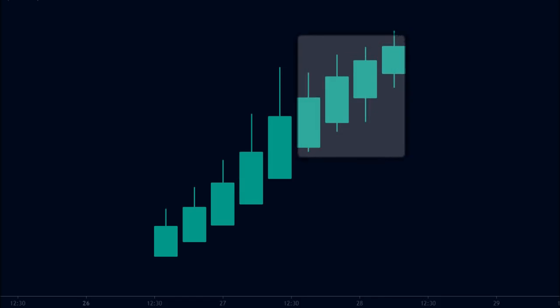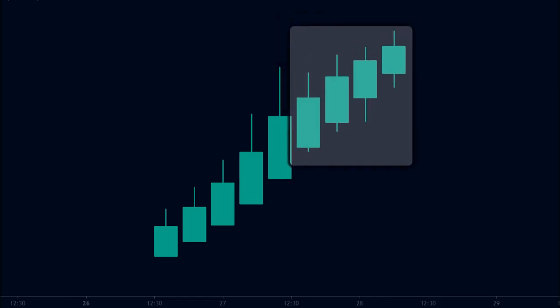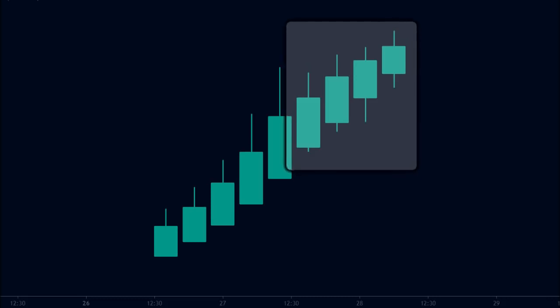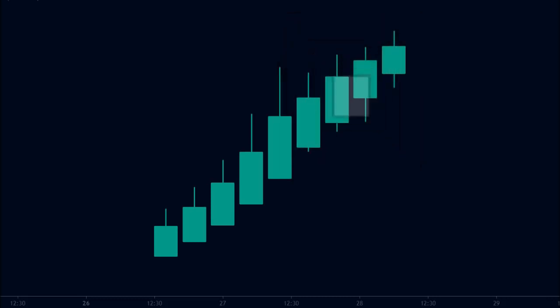Then, as the uptrend starts to become weak, we see that the body of each candle starts to decrease. This means that the body of the candle becomes smaller than the previous candle. We also see that the candles start to have lower wicks. These lower wicks suggest that the sellers have started to push the prices down.